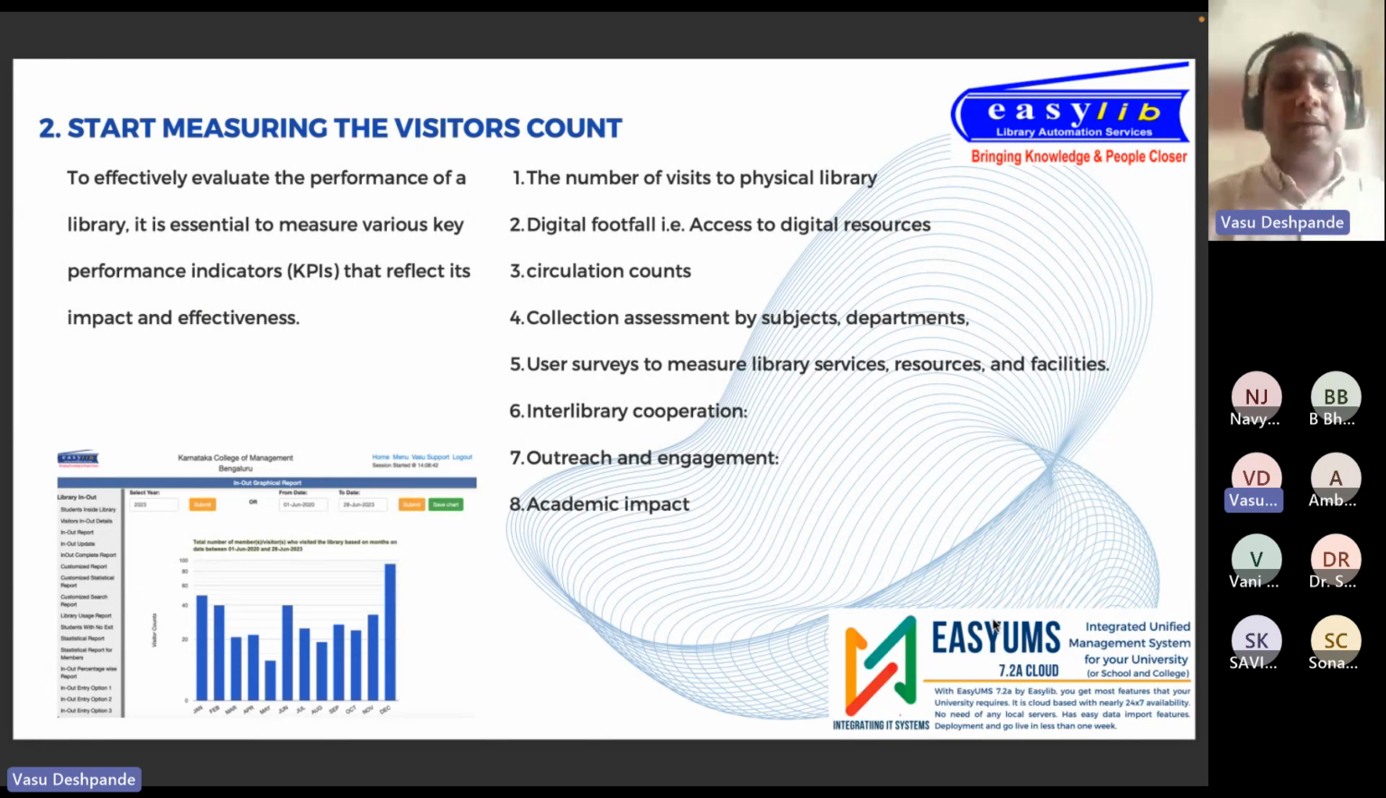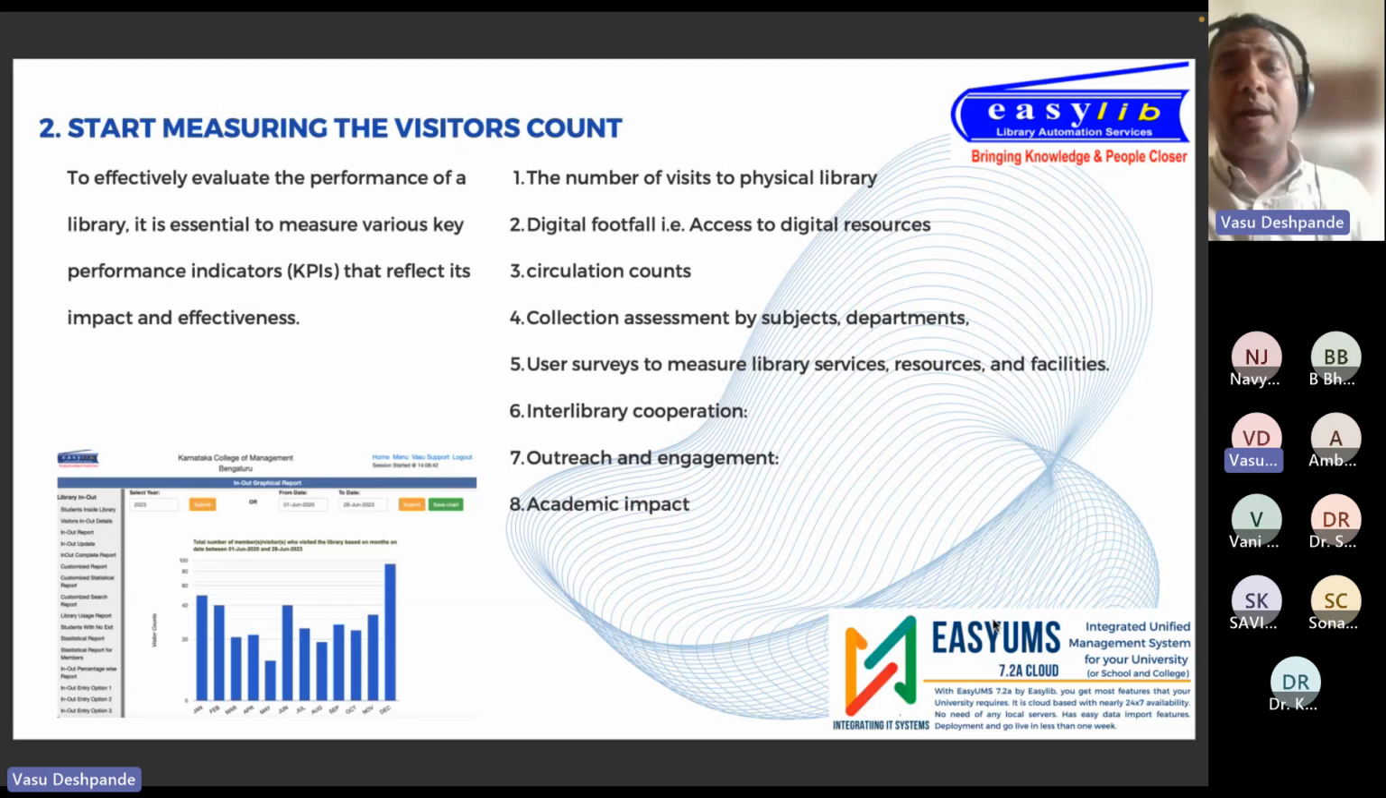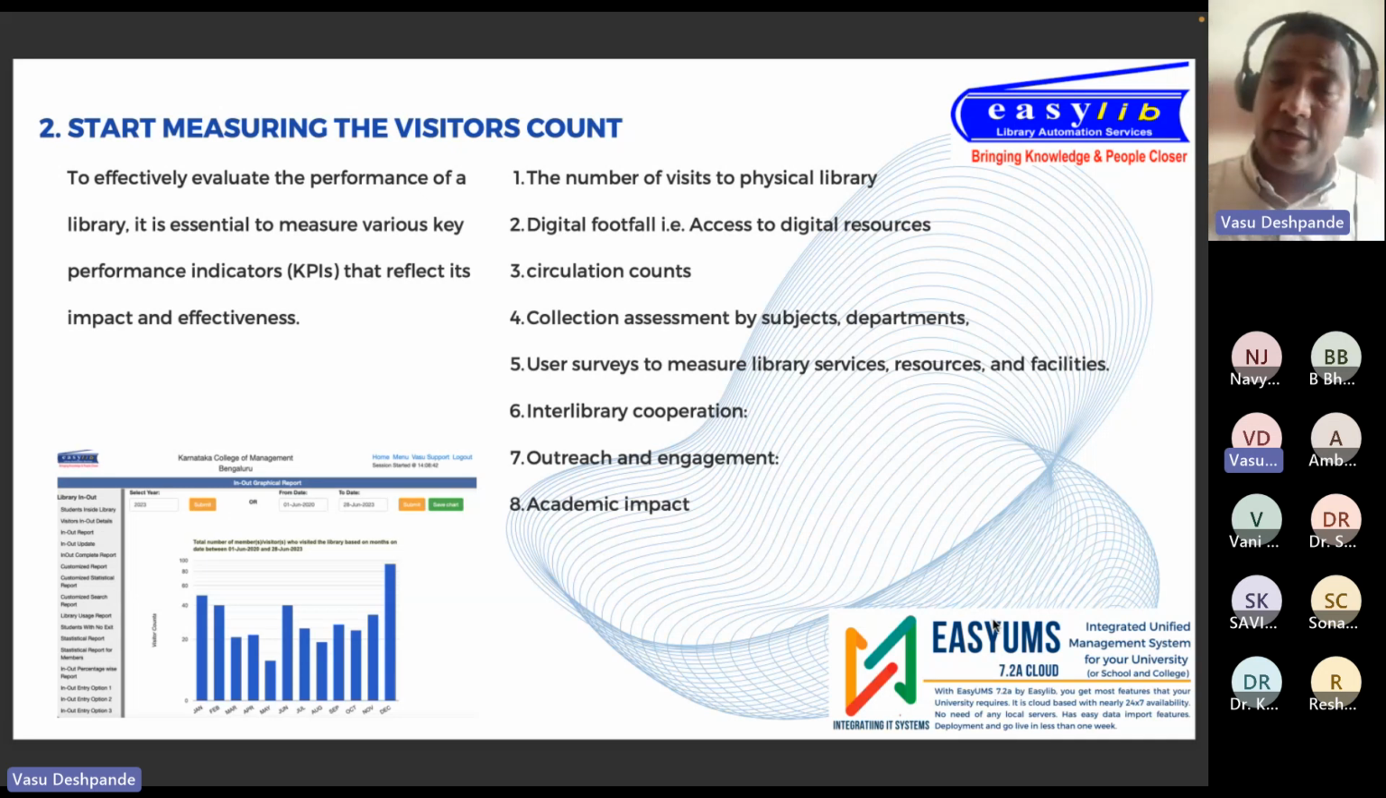Measurement is not necessarily only about how many physical visits are happening every day, how many students are coming to the library every day. In addition to that, you also have the digital footprint. How many people are accessing our subscriptions? How many people are accessing our digital resources? How many people are referring to our thesis and other things that is already uploaded onto our website and so on. Then there is a circulation count.